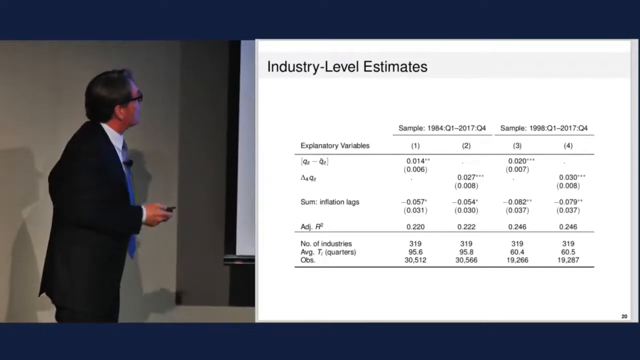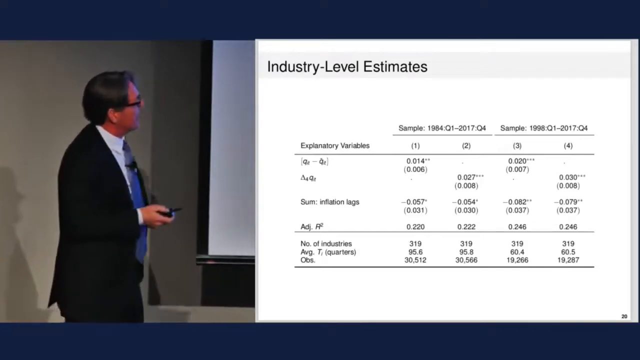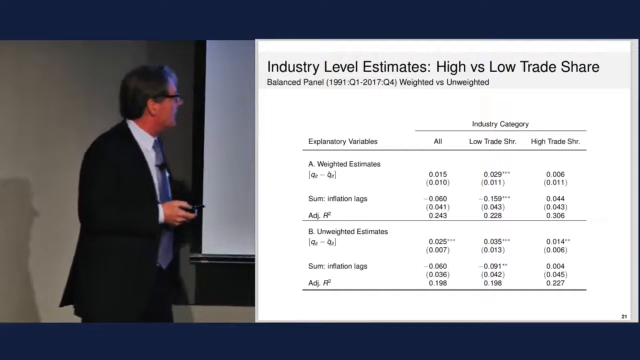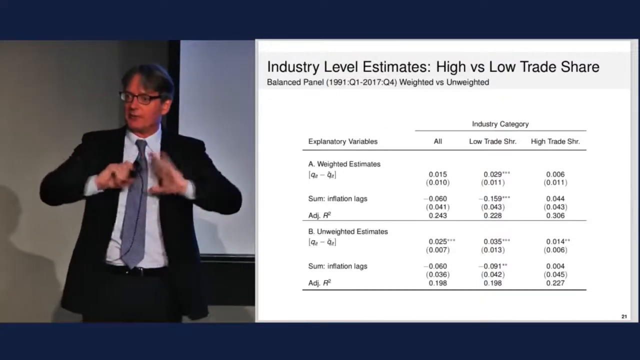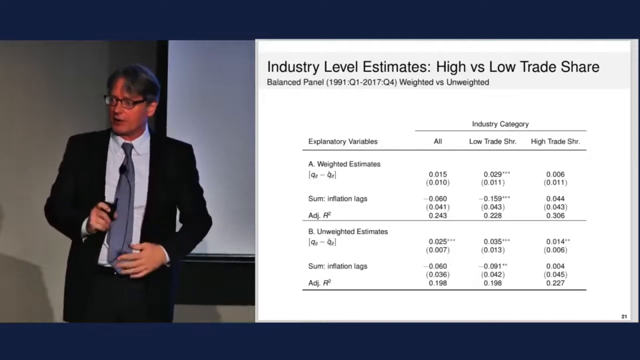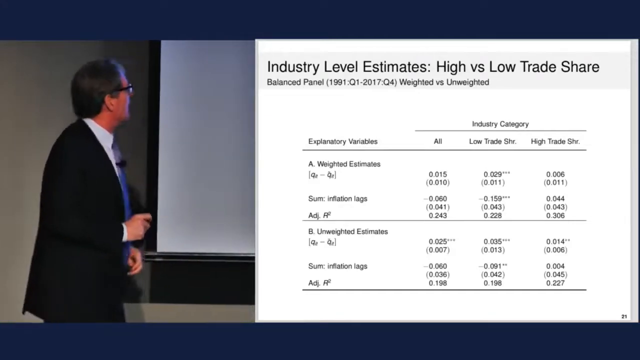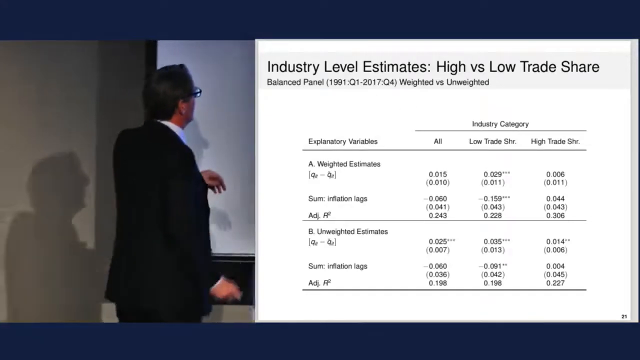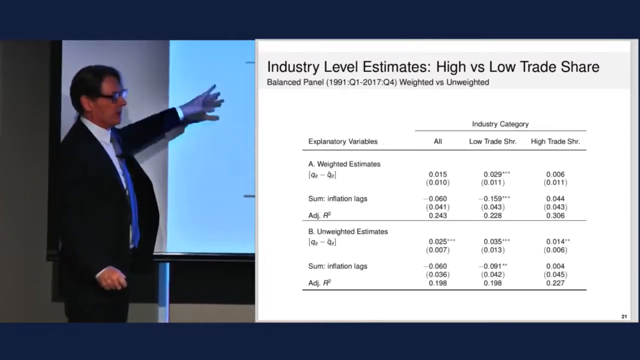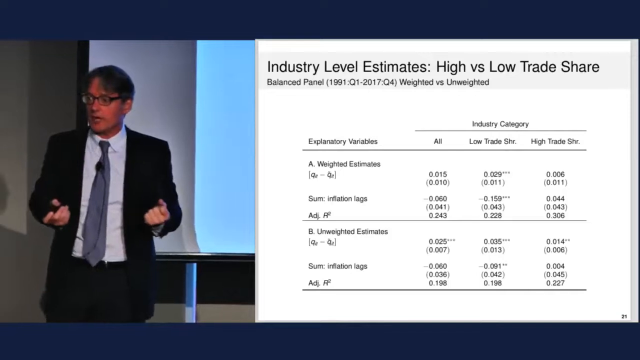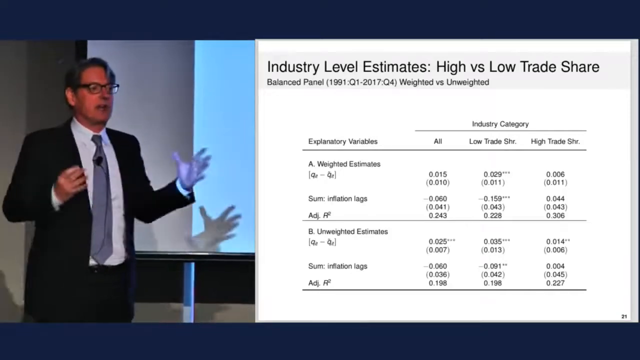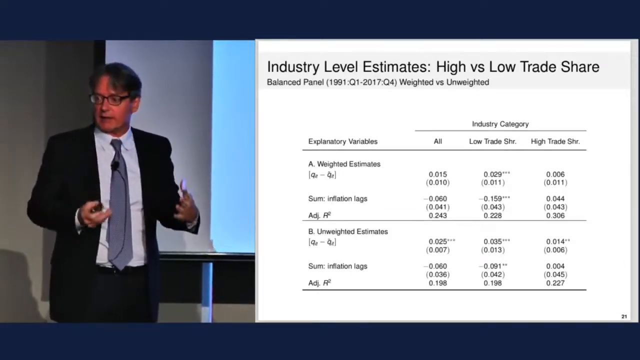All right, so now let's look at the balanced panel, where I'm going to split by low trade share and high trade share. Everything now is going to be from the balanced panel because I'm going to do the FAVAR in the balanced panel as well. I can also do the weighted versus the unweighted estimates. The weighted estimates weight each industry by its employment share, and that's more representative of what I might expect to see in the aggregate data, right?